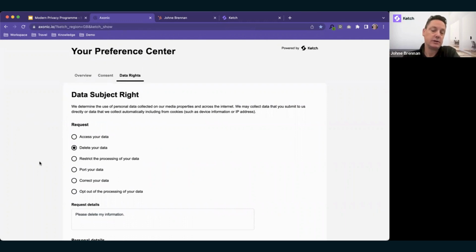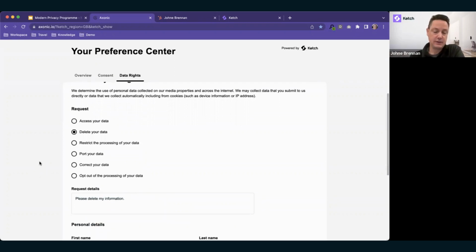Now, the first thing that's important to note is that the type of right is based on the jurisdiction they're coming in from. The various regulations out there, for example in Europe, GDPR, afford data subjects a different set of rights than if you're from California and under CPRA. So we will know where that person's coming from, and therefore we will provide them the appropriate rights for their jurisdiction.